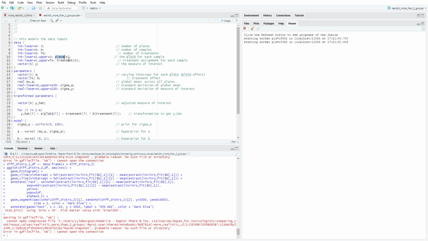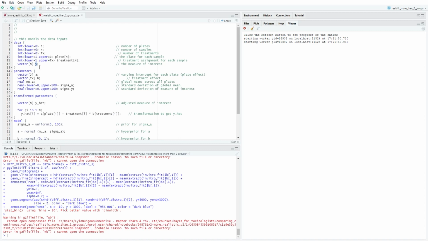We're also going to have plate N. This maps which sample goes to what plate. And then we've got treatment. Again, this is a vector of size N. Just like plate is a vector of size N, treatment is a vector of size N. What this does is we need to map every single one of these samples to a treatment. And that's what this is going to accomplish. And then Y is going to be our measure of interest.